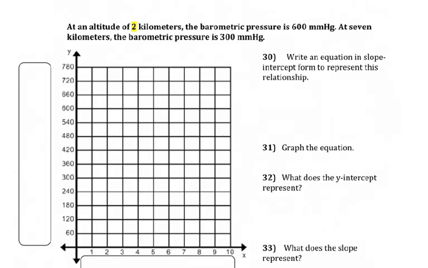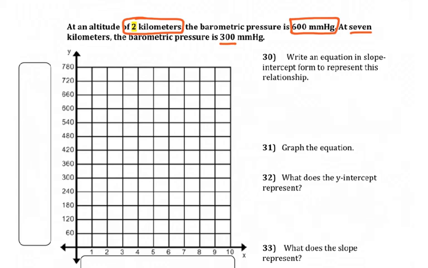Okay, the last set of problems in this lesson. At an altitude of 2 kilometers, the barometric pressure is 600 millimeters of mercury. That's what that stands for. At 7 kilometers, the barometric pressure is 300. So the higher you go, the pressure decreases. So you know when you go up in a plane and your ears pop and stuff, that's because the higher you get, the pressure is decreasing.